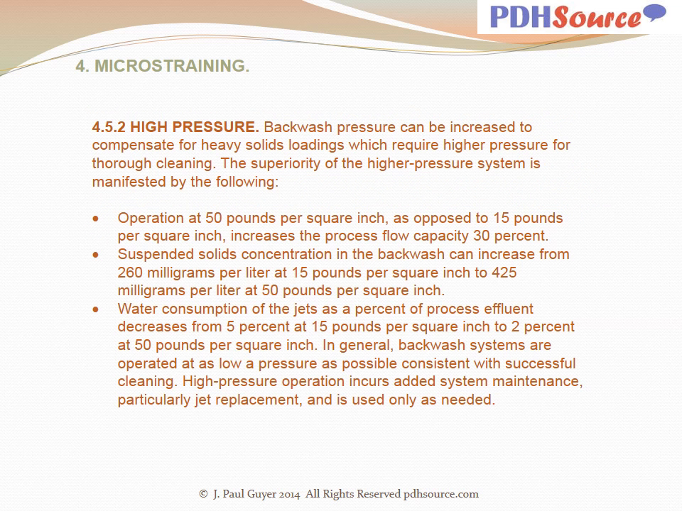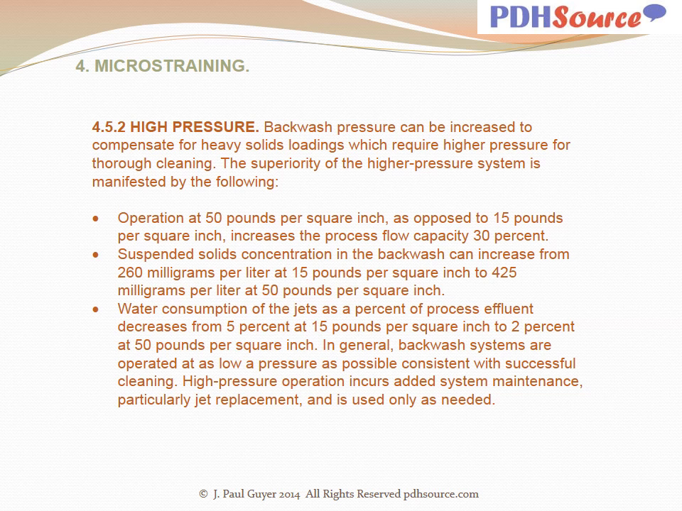Backwash pressure can be increased to compensate for heavy solids loadings which require higher pressure for thorough cleaning. The superiority of the higher pressure system is manifested by the following. Operation at 50 pounds per square inch as opposed to 15 pounds per square inch increases the process flow capacity 30%. Suspended solids concentration in the backwash can increase from 260 milligrams per liter at 15 pounds per square inch to 425 milligrams per liter at 50 pounds per square inch.